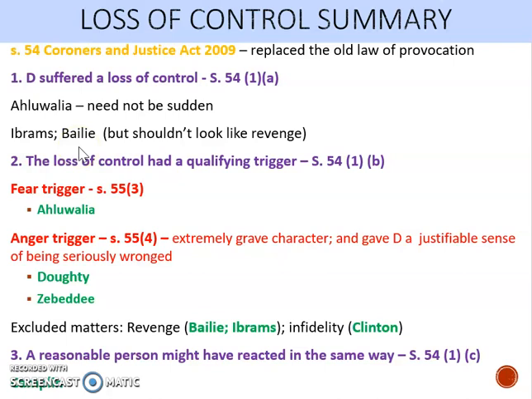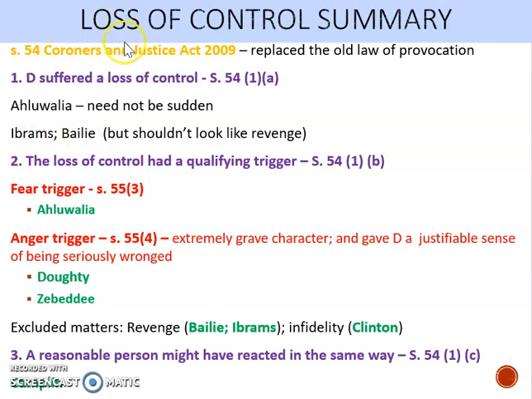Although there was a time lapse there, he was still acting while he was het up, if you like, in the heat of the moment, and was able to have the defence. So whether it's going to be an acceptable time lapse or not is always going to be a question of facts, and you just need to compare those two cases on that.